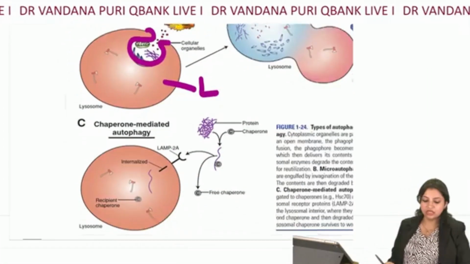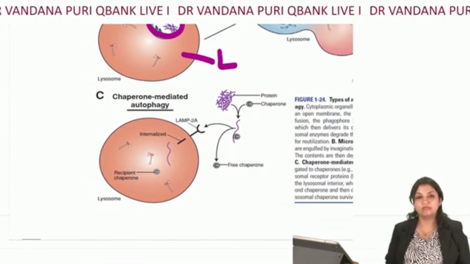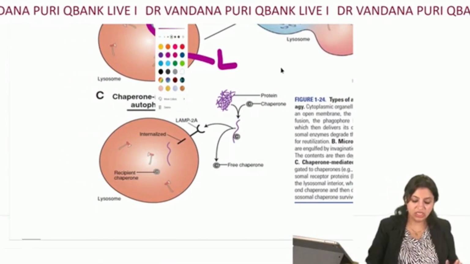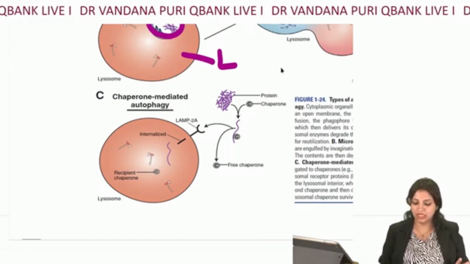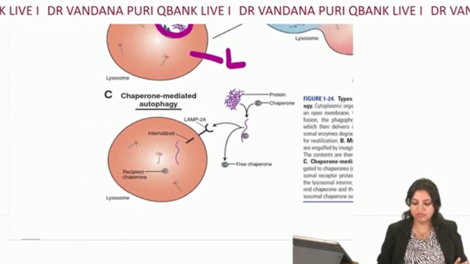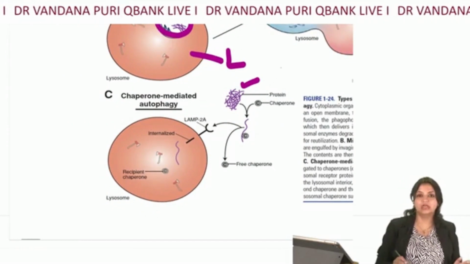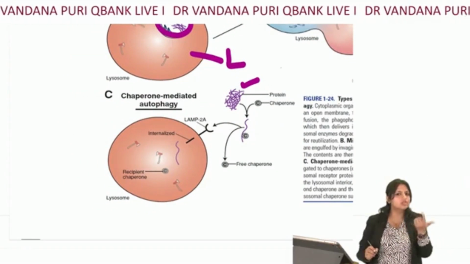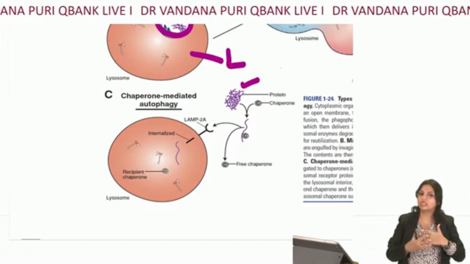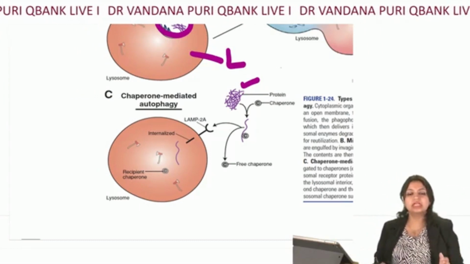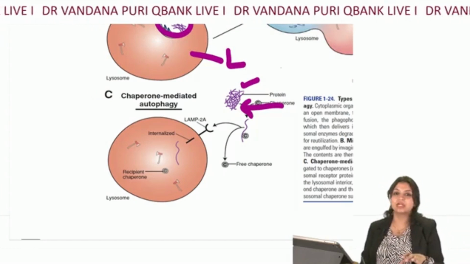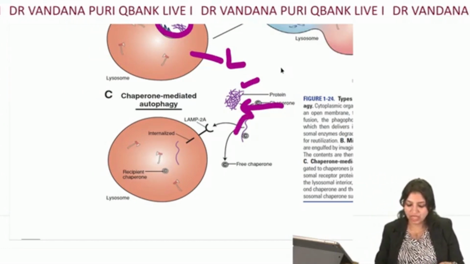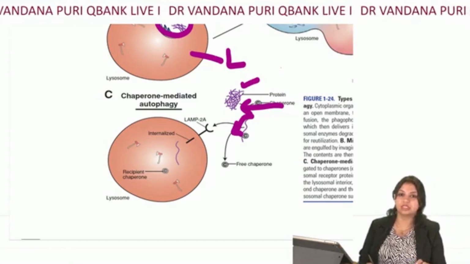And the third is chaperone mediated autophagy. What do you mean by chaperone mediated autophagy? Now this is very important, especially when there are misfolded proteins. Whenever our body has accumulated misfolded proteins, I hope you remember which molecules help in proper folding of proteins? Chaperones. So immediately, if there are misfolded proteins, chaperones will come and bind with them.